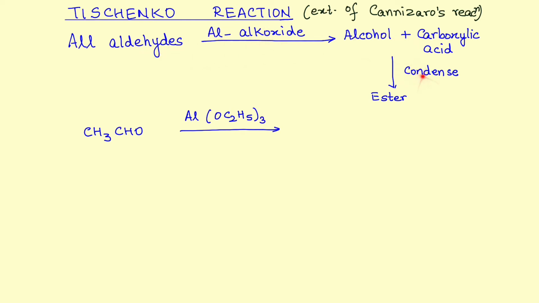But you remember the reaction of esterification. What is esterification? The combination of an alcohol and a carboxylic acid to give you an ester. So they condense. Condense means it has to lose some molecule. And what is that molecule it is going to lose? It is going to lose a water molecule. Hence, esterification takes place and we get ester as the final product.